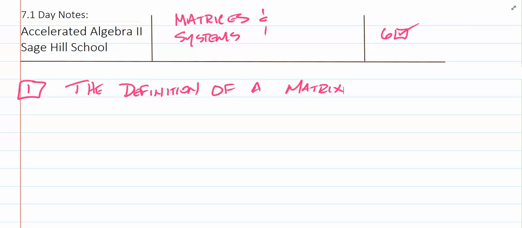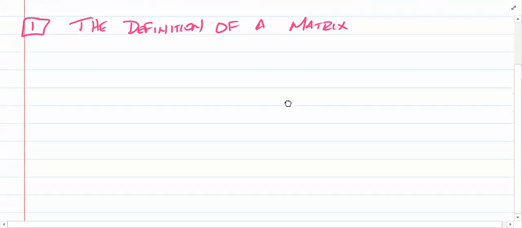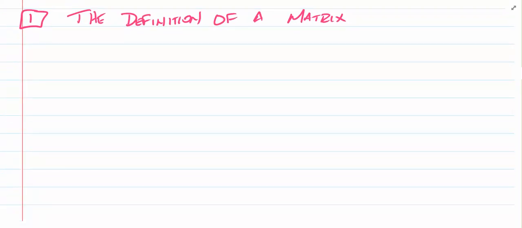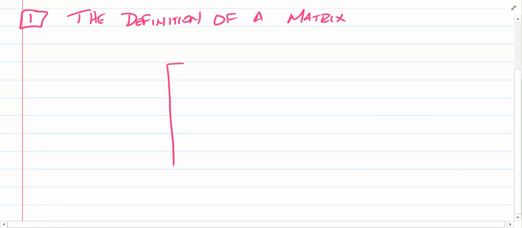We're going to talk, the beginning of chapter 7 talks about matrices. So we have to understand what a matrix is and all the parts of a matrix and all the sort of words that go along with a matrix. So a matrix is nothing more than, like, the actual definition is a rectangular array of numbers, okay?